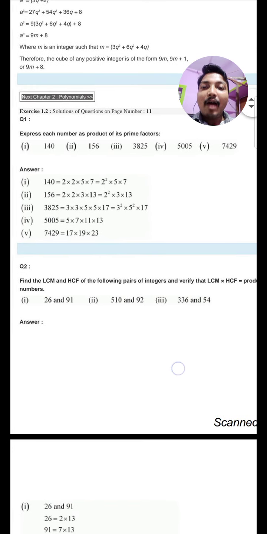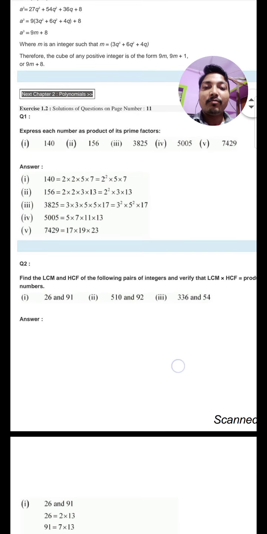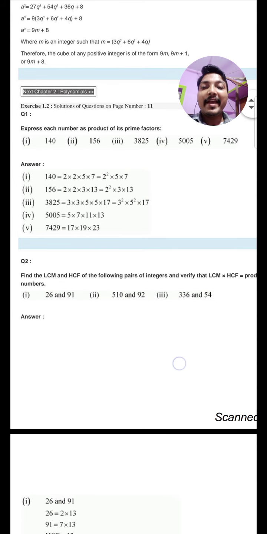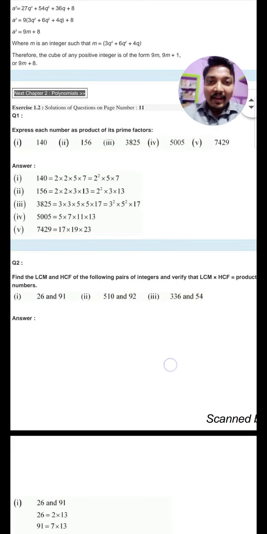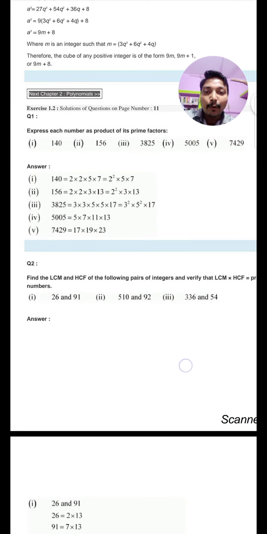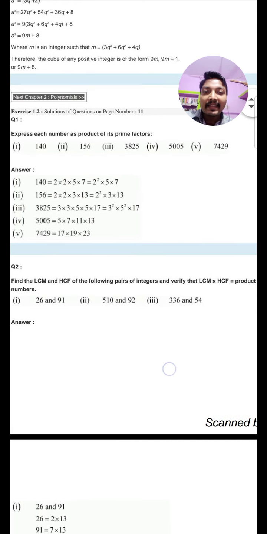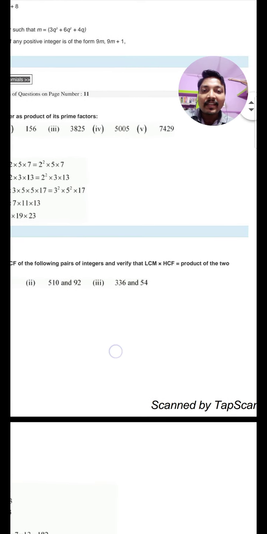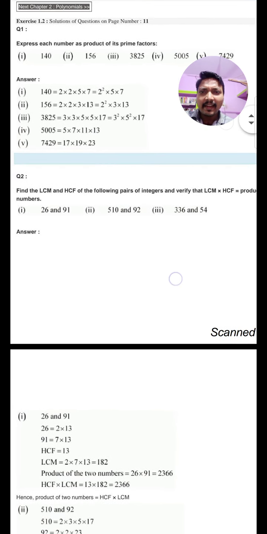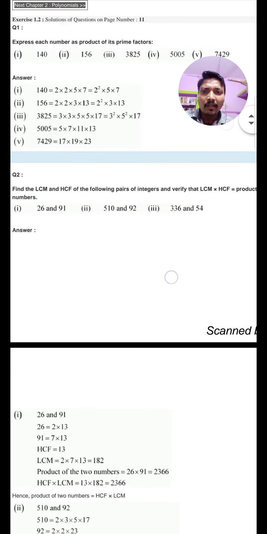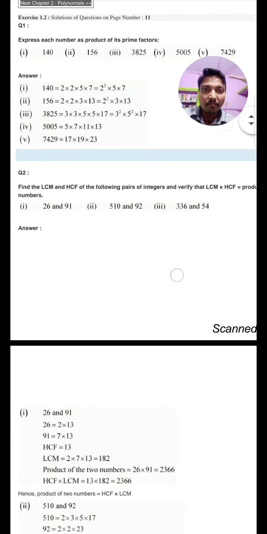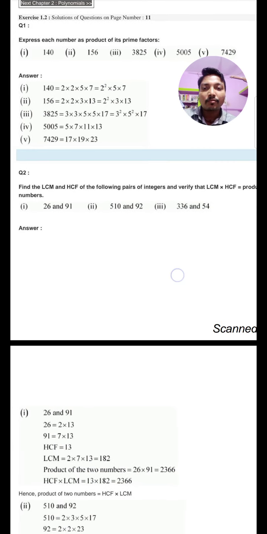Now I am showing you how to find the LCM and HCF of two or more numbers by using the fundamental theorem of arithmetic. In the first question it is given that you have to find the LCM and HCF of the following integers and verify that LCM into HCF is equal to the product of the two numbers. Remember, in standard 6 we knew that the product of the LCM and HCF of two numbers is the same as the product of the two numbers. Here also we have to do the same.